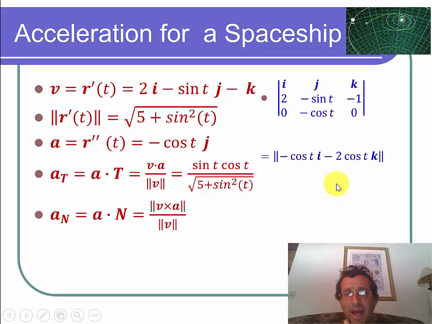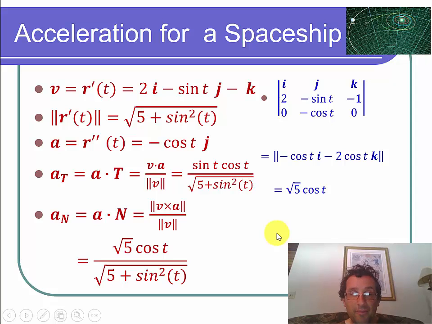So now we're supposed to find the magnitude. So to find the magnitude, we take negative cosine of t quantity squared. That's just cosine squared of t. And then we have plus negative 2 cosine t quantity squared. So that gives us a plus 4 cosine squared of t. So we have cosine squared of t plus 4 cosine squared of t. And that's 5 cosine squared of t. Now we take its magnitude, which means we're taking the square root of that. So you get root 5 times the cosine of t.